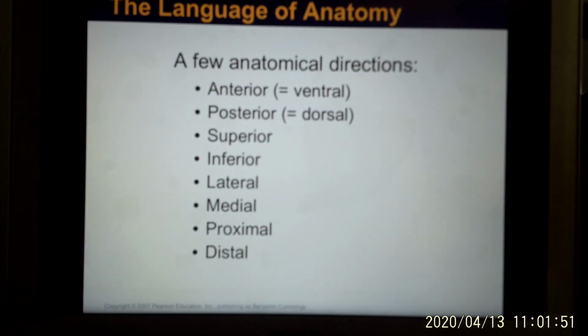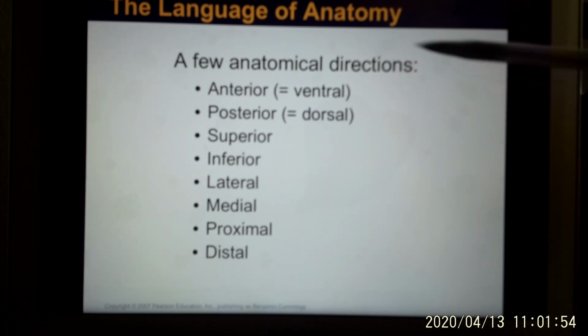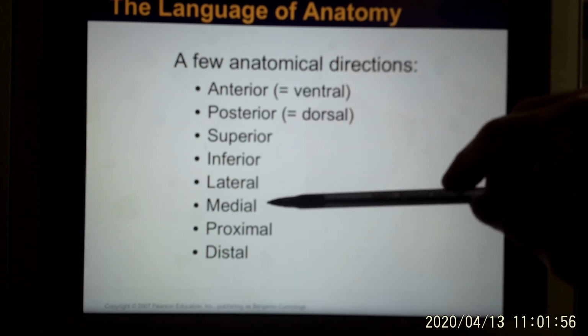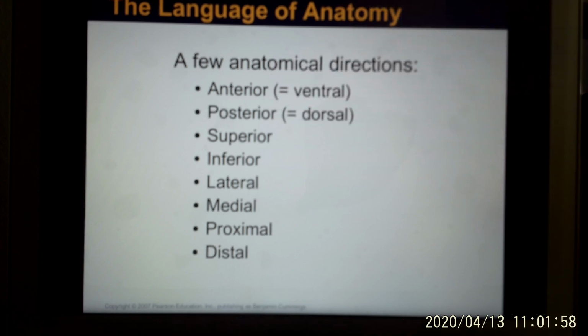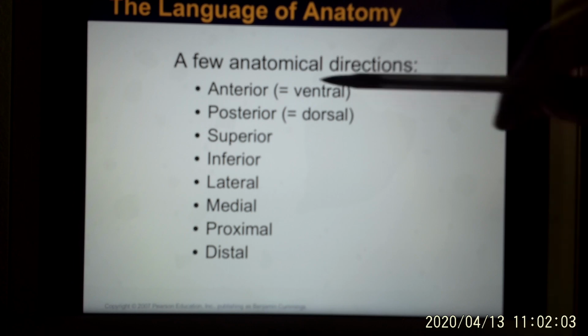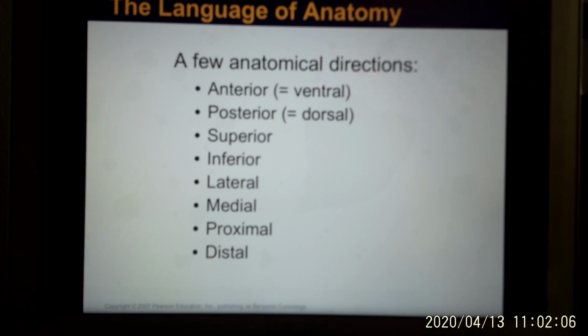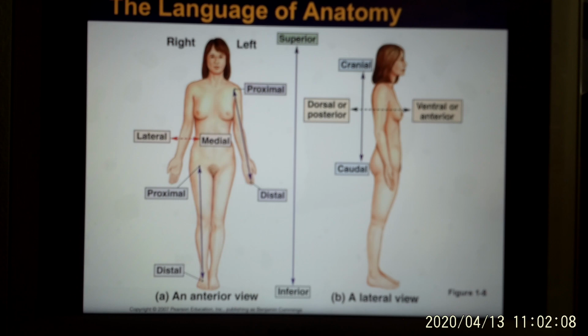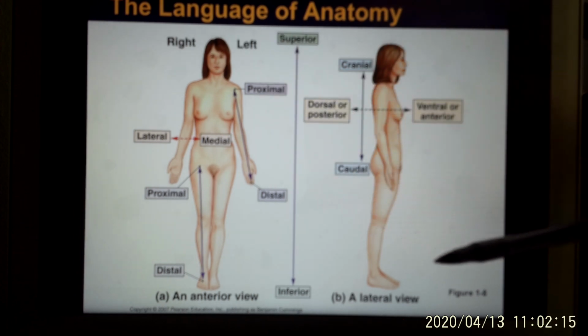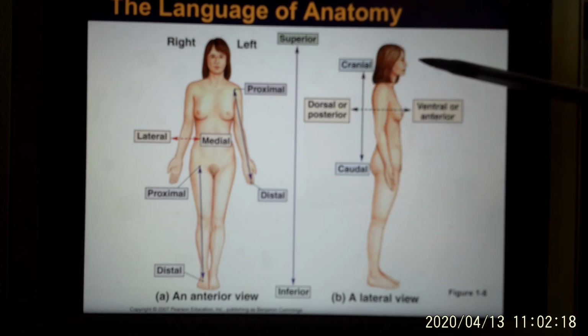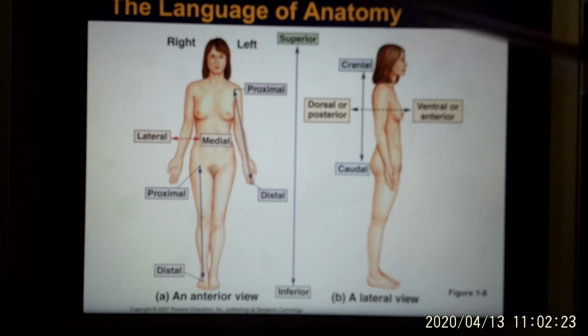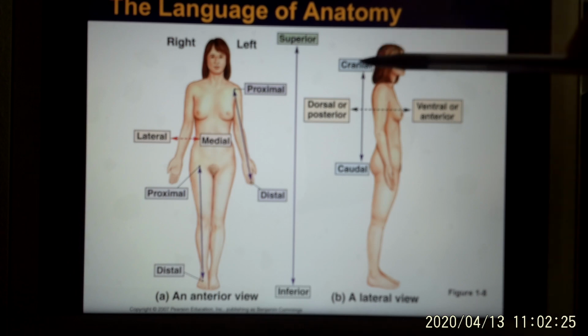These terms, anterior, posterior, superior, inferior, lateral, medial, proximal, distal, come in pairs. So you have two different body parts. One is anterior, the other is posterior. This is how we describe those terms. Like your nose is anterior to your head. That's one term.